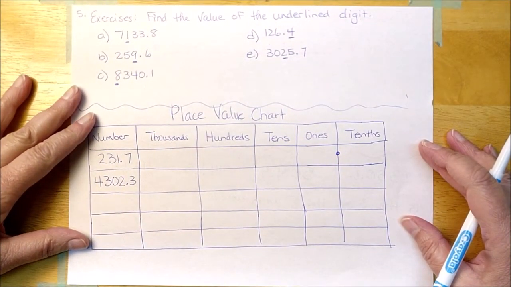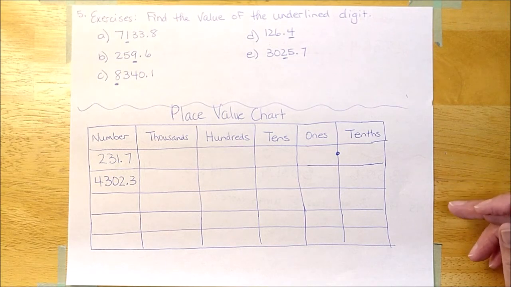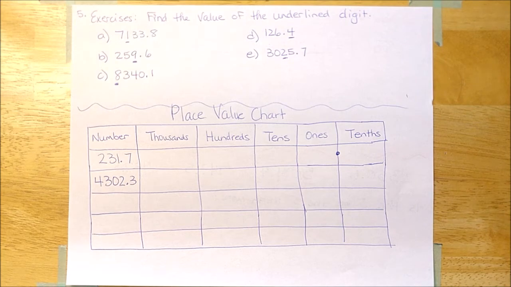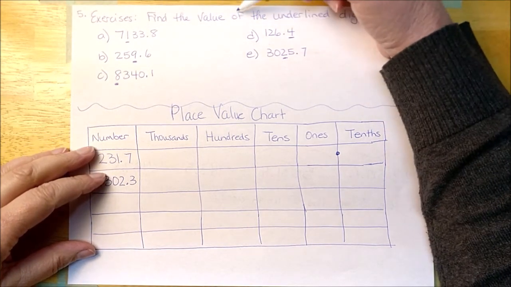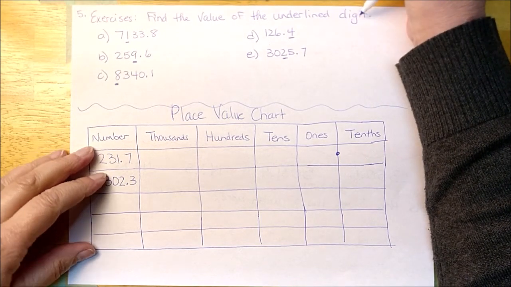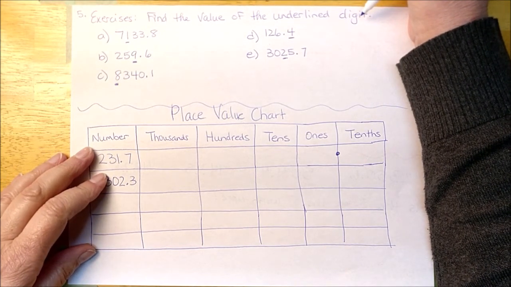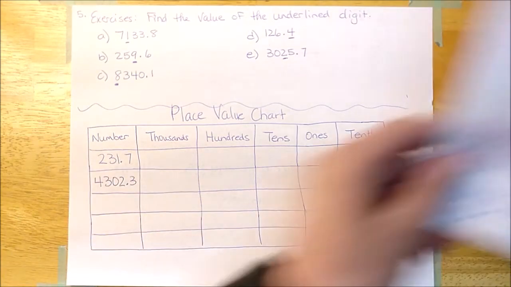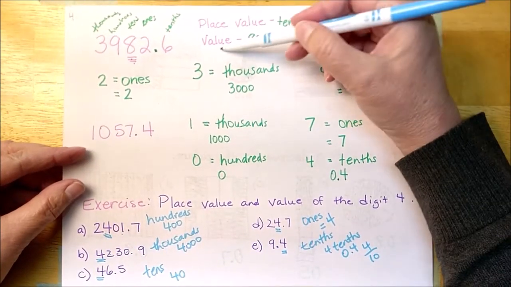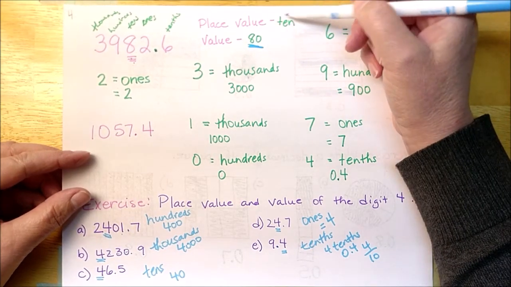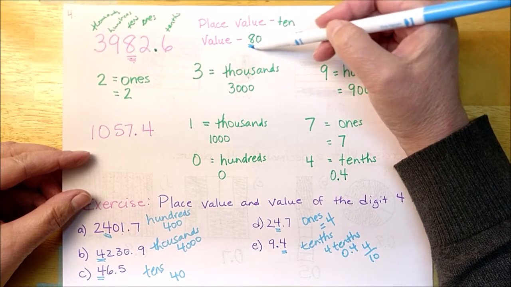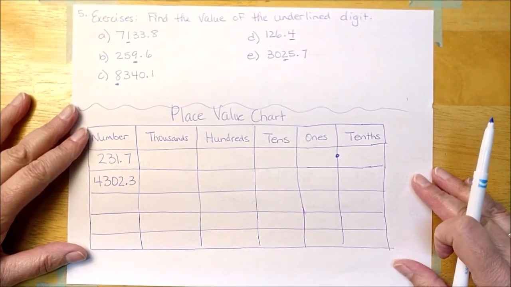Okay, so now, after I explain what you're going to do, you're going to pause the video and see if you can figure out the answers to the questions, and then I will give them to you. So the exercise says, find the value of the underlined digit. So what is his value? Remember, the value is how much he is worth, what he is equal to. Not the place value, where is he? We want to know what that number is worth. So pause the video, figure it out.